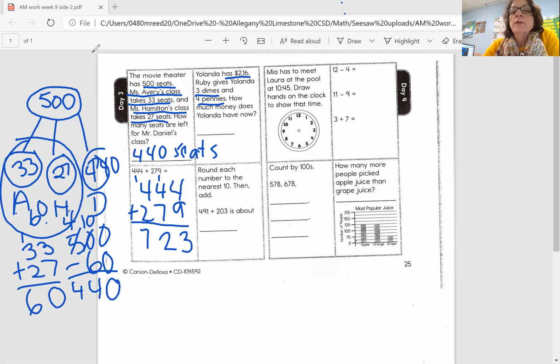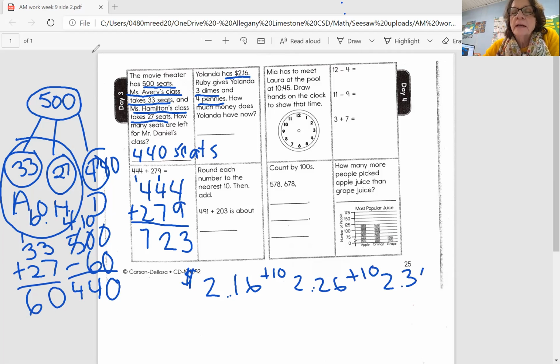So I'm starting with 216, which is what Yolanda has. And then I've got to count on 3 dimes. Well, that's 10 cents apiece. Each dime is 10 cents. So if I count on 1 dime, I'll be at 226. If I count on another dime, that's 2 dimes, I'll be at 236. And if I count on 1 more dime, I'll be at 246. Now I'm at $2.46. I've added 1, 2, 3 dimes.